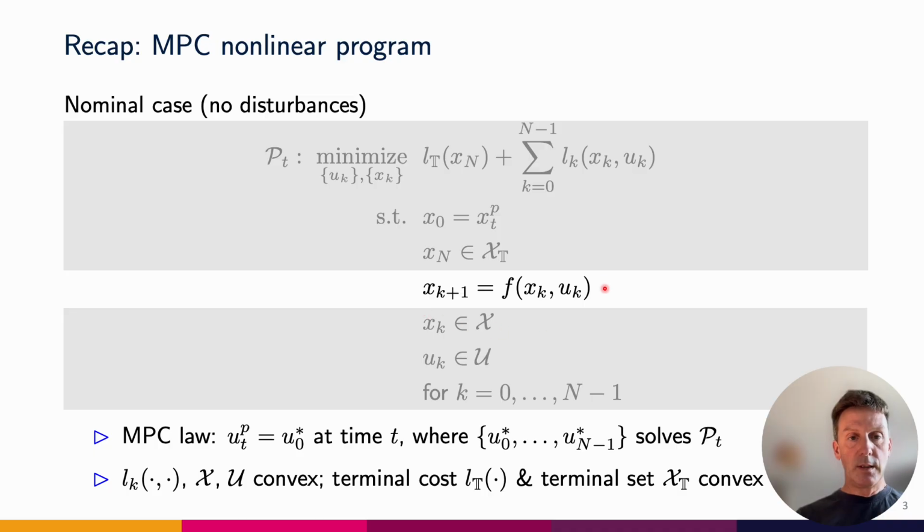Focusing on the model dynamics, if the system is nonlinear, then this function f will be nonlinear. And that means that this optimization problem is non-convex because we have an equality constraint here. So to relax this problem to obtain a convex approximation, we relax this equality constraint to an inequality constraint.